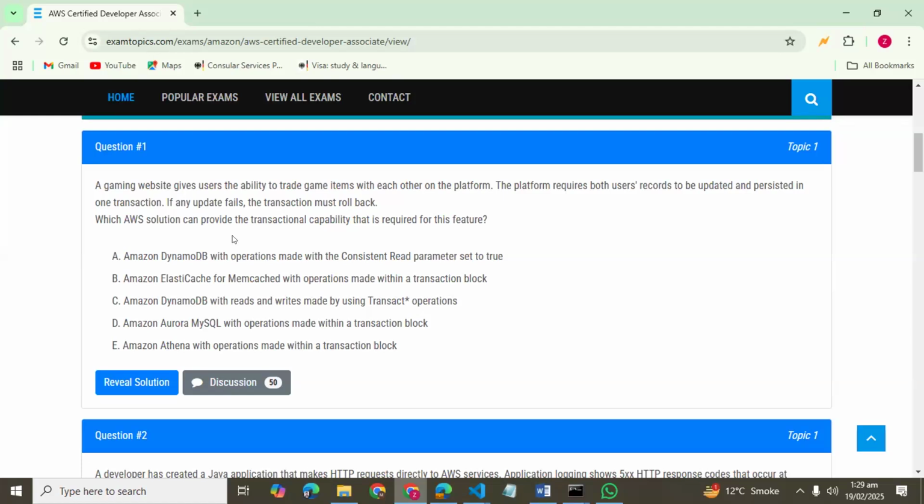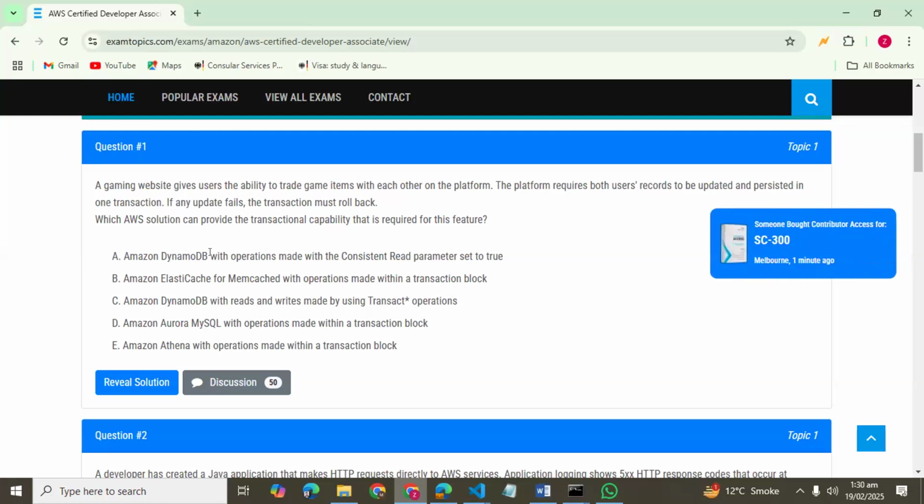So our first option is Amazon DynamoDB with the operation made with the consistent read parameter set. Okay, so Amazon DynamoDB is one of the AWS databases, and it is a NoSQL database. What does it mean by NoSQL database? NoSQL database means there is no table form to store the data. Amazon DynamoDB stores the data in the form of records, or something like that.